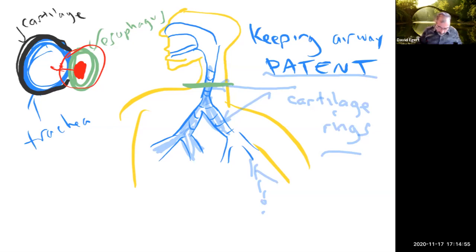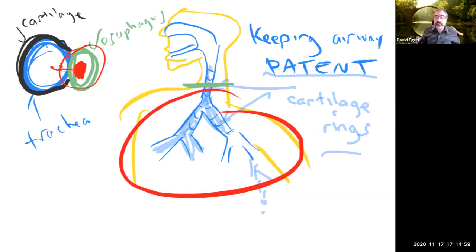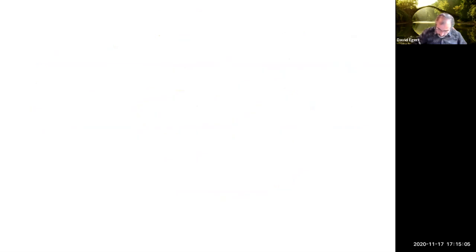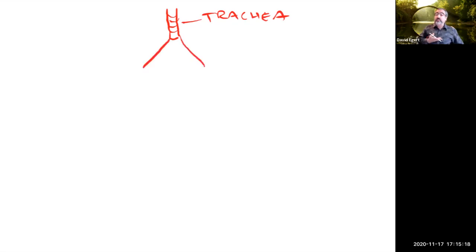What else? Let's now focus in on this respiratory tree. So here's my trachea. Now we're getting down into the chest cavity, the thoracic cavity. We're going to talk about that in much more detail. They call it the respiratory tree because it starts branching like an upside down tree. We have what are called the primary bronchi. These are going to the right and the left sides of your chest.